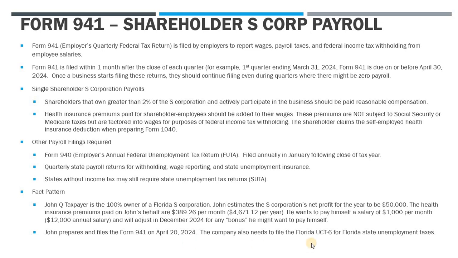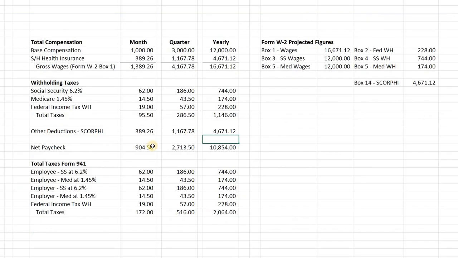And he also needs to be filing the Florida UCT-6 for the state unemployment taxes as well, but we won't cover that in this video. All right, so let's have a look at the Excel workbook here. What we've done is separated this into the monthly wage computation, how much is going to apply for the quarter, and then a kind of yearly annual check figure.